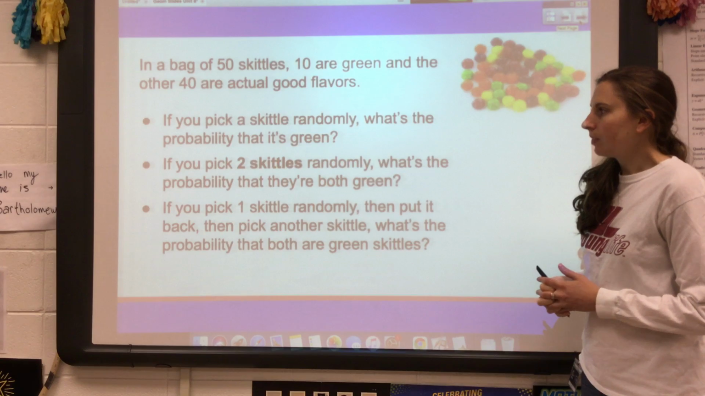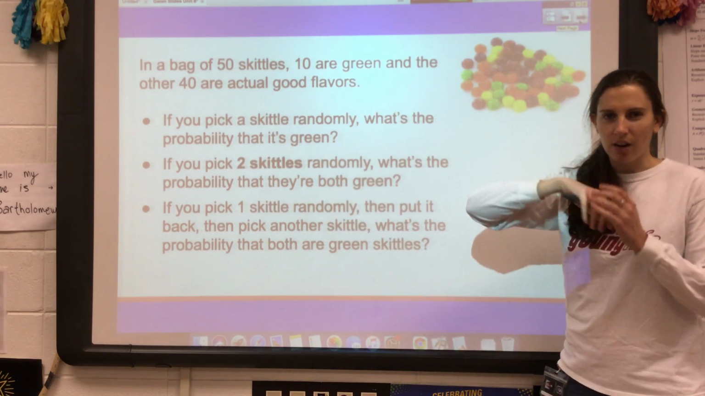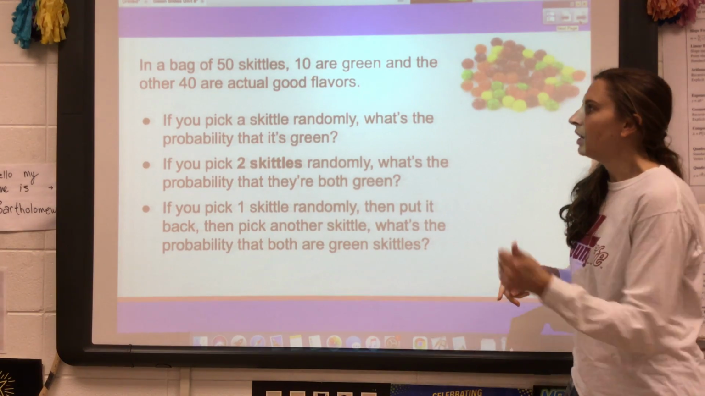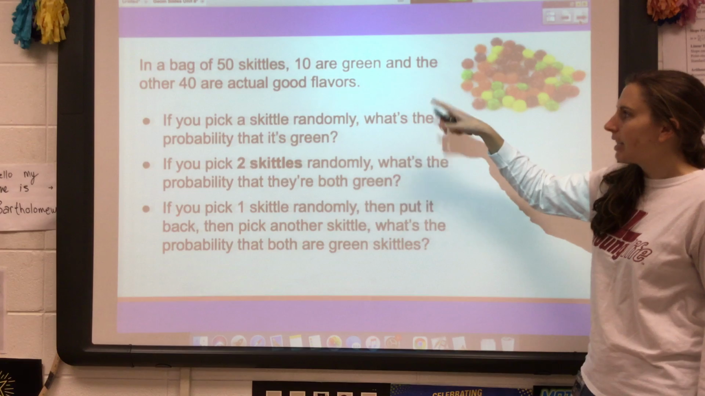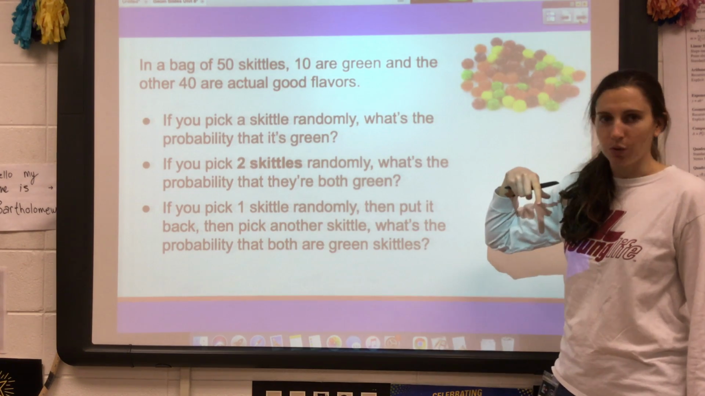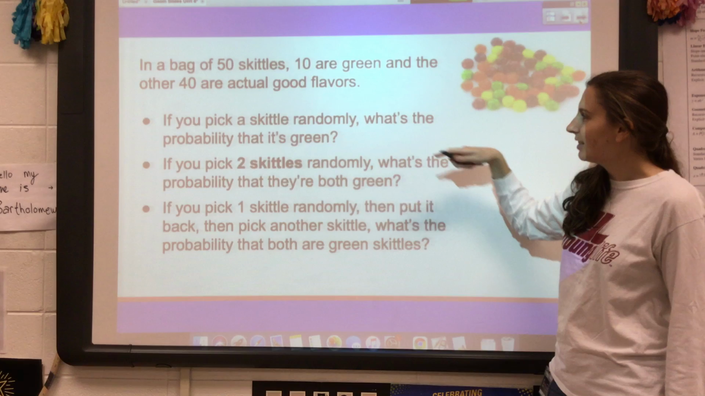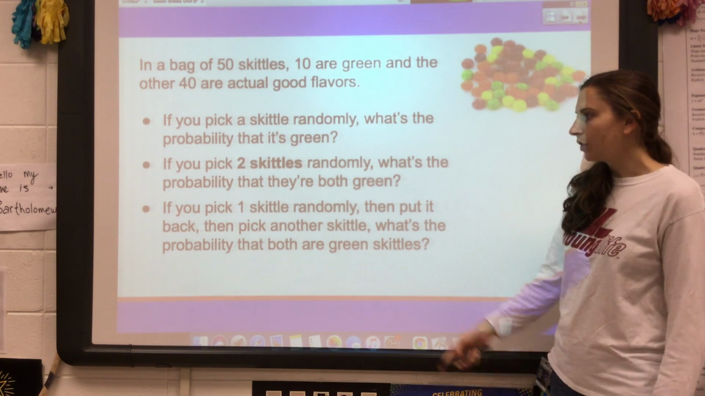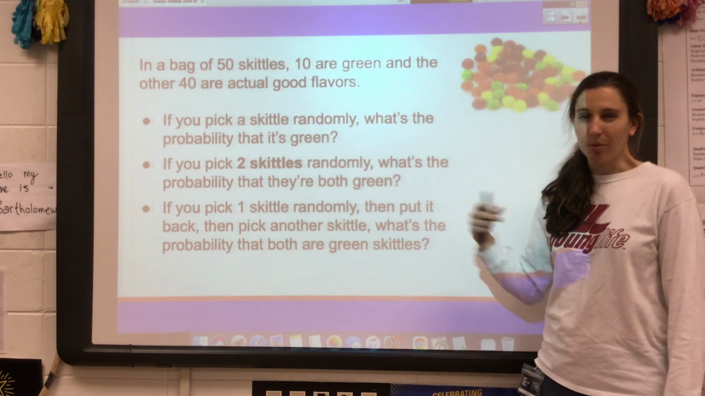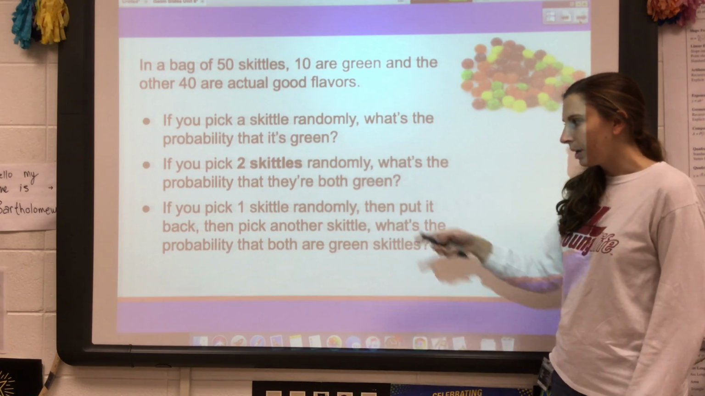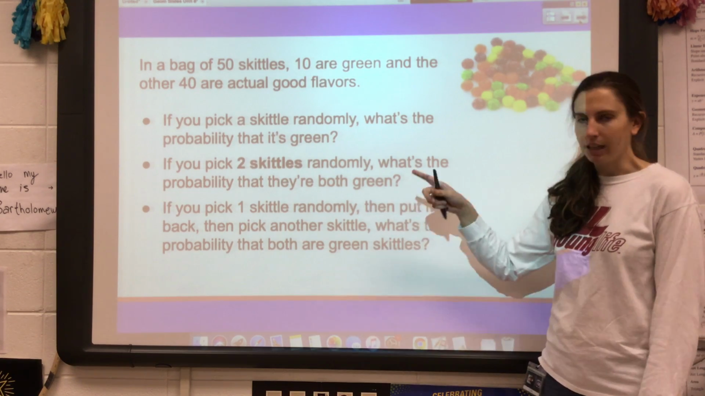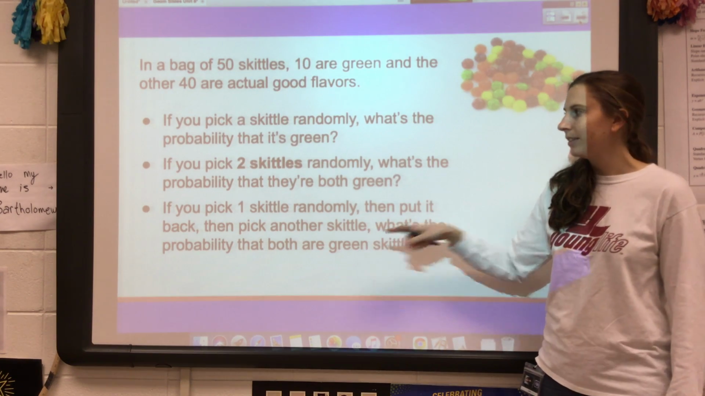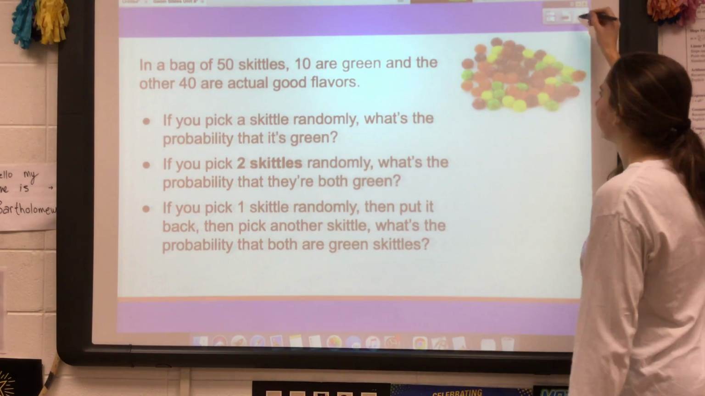All right, so these are the kinds of things we're going to be talking about in this unit. We're not going to answer these yet, but I just wanted to give you a preview. So let's say in a bag of 50 Skittles, 10 are green, the other 40 are actual good flavors, because I do not like the green ones. If you pick a Skittle randomly, what's the probability that it's green? Or if you pick 2 Skittles randomly, what's the probability they're both green? Or if you pick 1 Skittle, then put it back, then pick another Skittle, what's the probability that they're green? And these are actually different. So we'll get to those in this unit.